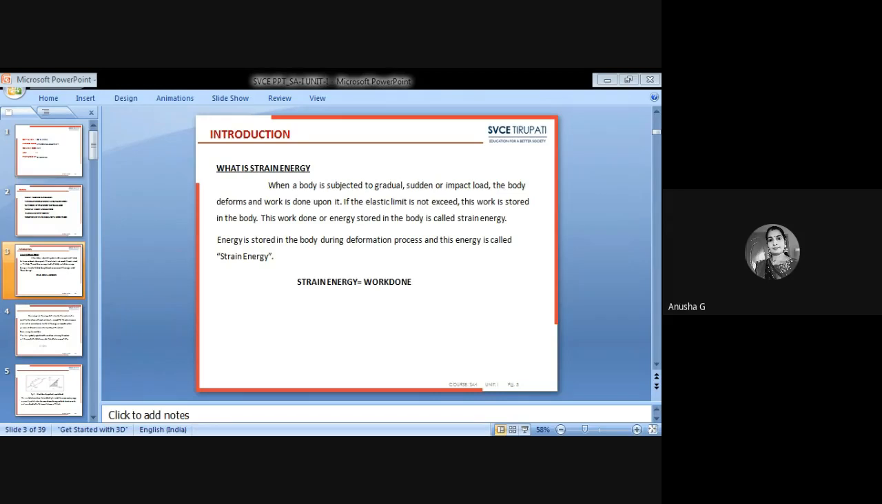Next point. Strain energy is also called the work done by a loaded material. It is the second point. The third point is strain energy is also called resilience.